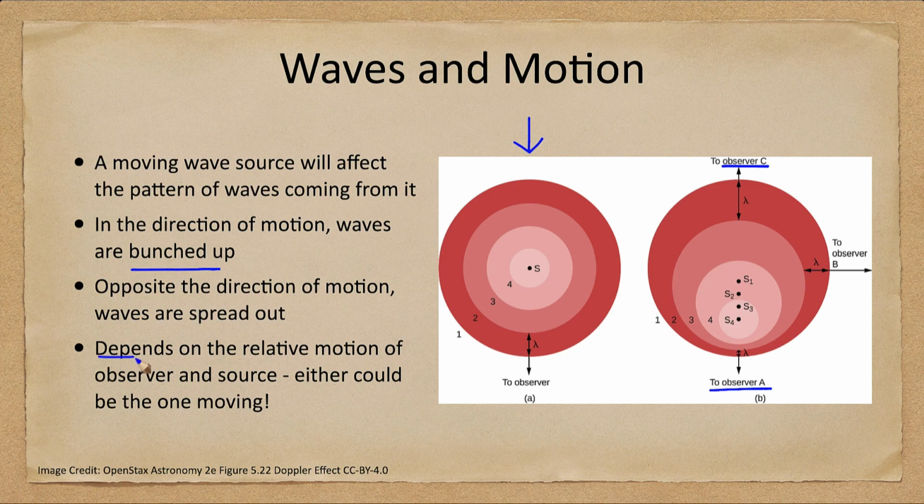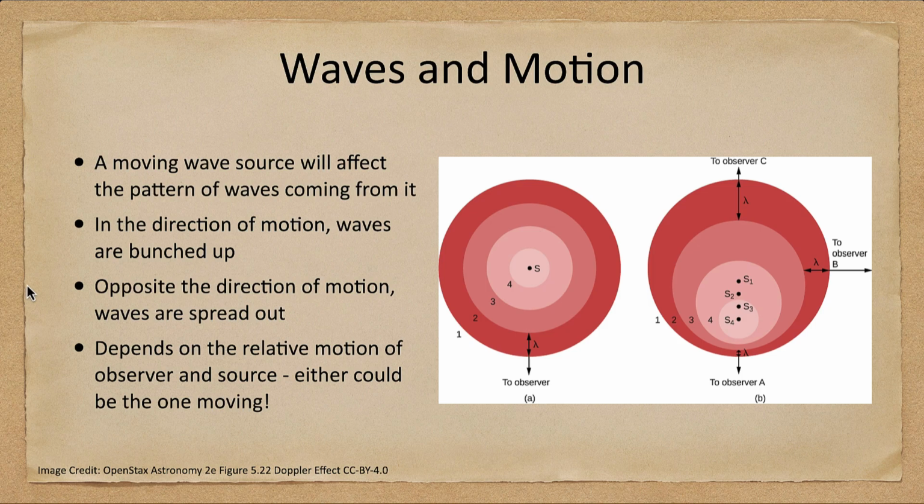Now, this depends on the relative motion of the observer and the source. So it really doesn't matter who is moving. It could be the observer. You could have a stationary source and a moving observer, and you would get exactly the same effect. It is just that relative motion that tells us what the shifts will be.